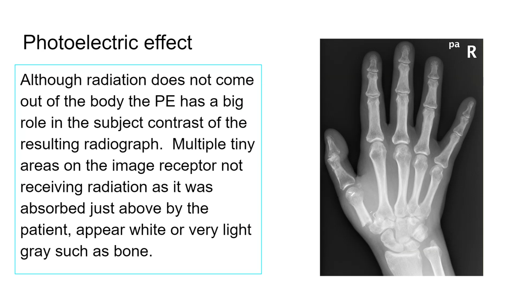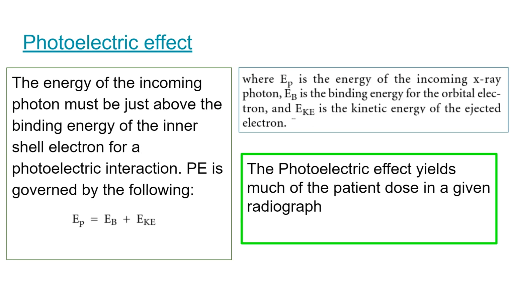What I just said is represented with the formula right here. I know, formulas, right? I'll tell you what, we'll pause on the formula for a second. Just look at the green box. Dose. Photoelectric effect is giving the patient the dose. That's where most of the dose is coming from. Pretty much 100% of dose to the patient is coming from photoelectric effect.